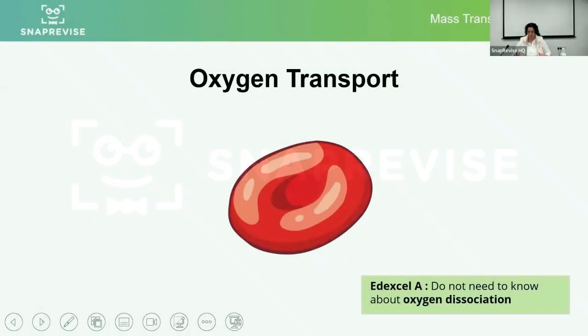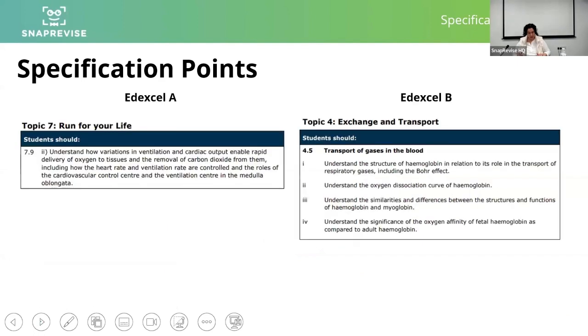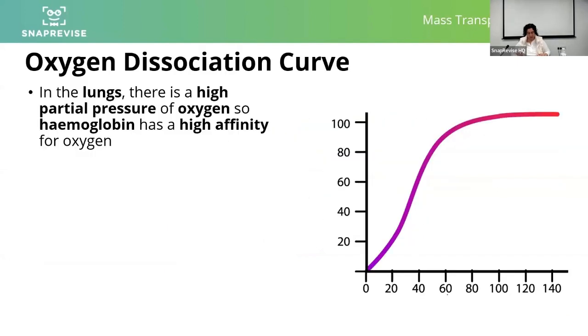For today, which is about exactly how oxygen is transported. If you're Edexcel-A, you don't really need to know about the oxygen dissociation curve, whereas if you're AQA or Edexcel-B or OCR, you do. So again, we saw this a little bit previously, but it's important that you can discuss this curve and describe the various stages of it.